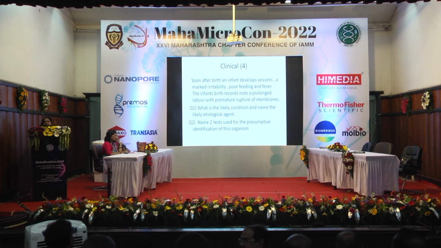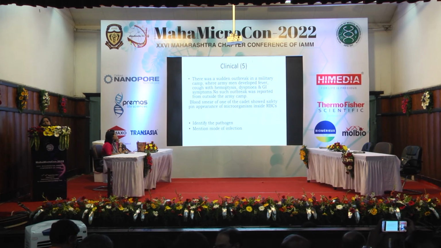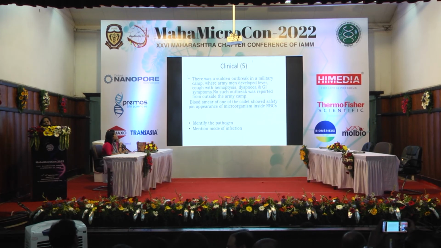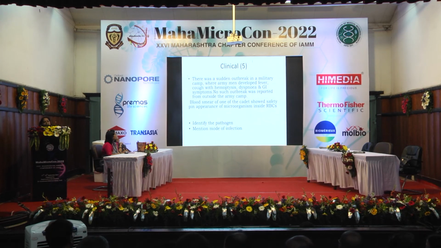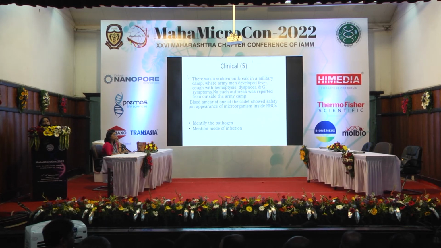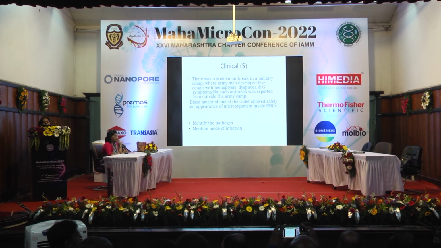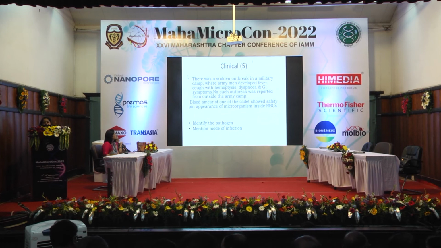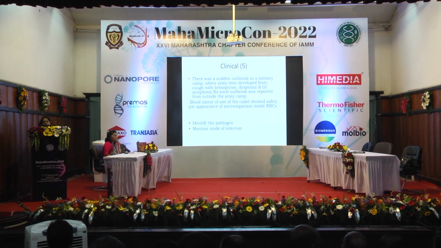Moving on to the last question of this round, question 5. There was a sudden outbreak in a military camp where army men developed fever, cough with hemoptysis, dyspnea, and gastrointestinal symptoms. No such outbreak was reported from outside the army camp. Blood smears of one of the cadets showed septicine appearance of microorganism inside the red blood cells. You have to identify the pathogen and mention the mode of infection.